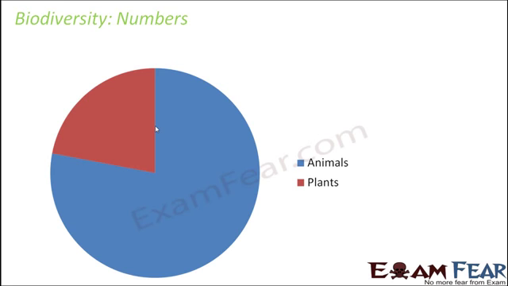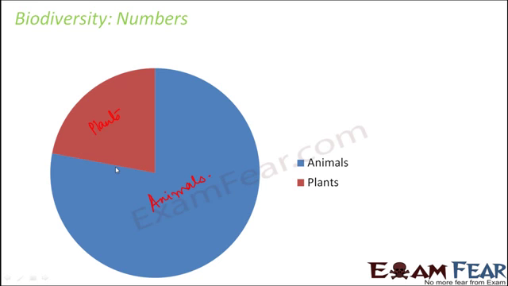If you look at this pie chart, it tells us that a lot of animals exist on this planet when compared to plants. The red color shows plants, and this blue portion shows animals. If you see, the number of animals which exist on this earth is far more than the number of plants which exist on this earth.